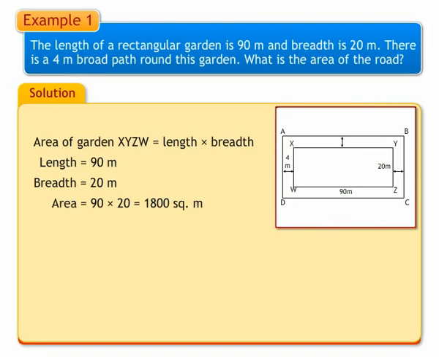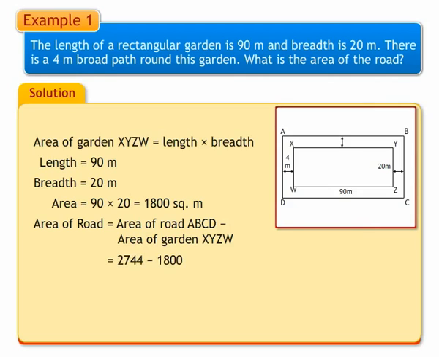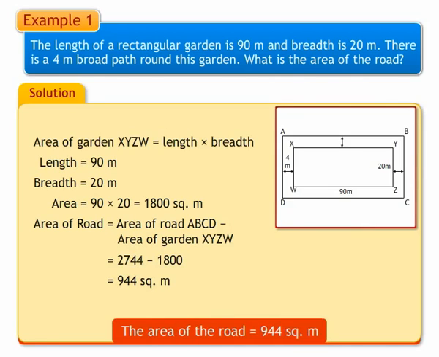Area of a road is equal to area of the road ABCD minus area of the garden XYZW. This is equal to 2,744 minus 1800, which is equal to 944 square meters. Thus, the area of the road is equal to 944 square meters.